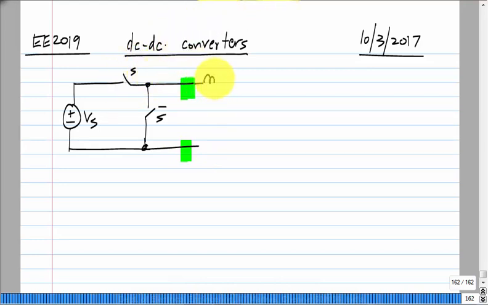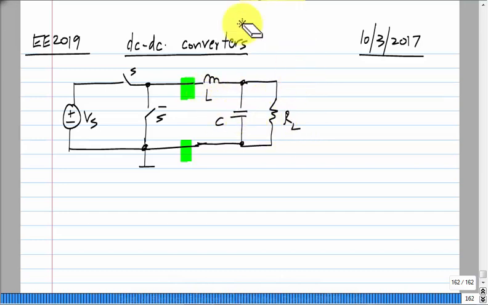And using a lossless LC low pass filter to filter out the rectangular waveform into a DC. And this is the load RL. Okay.